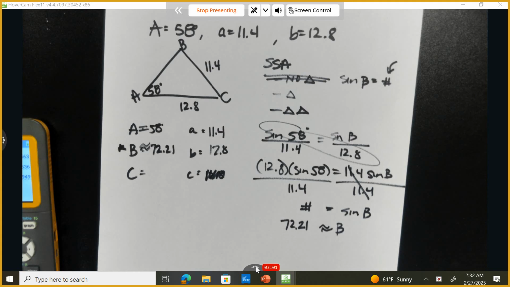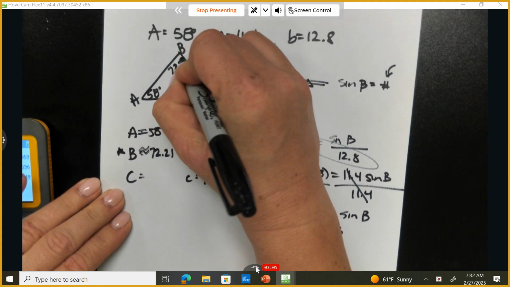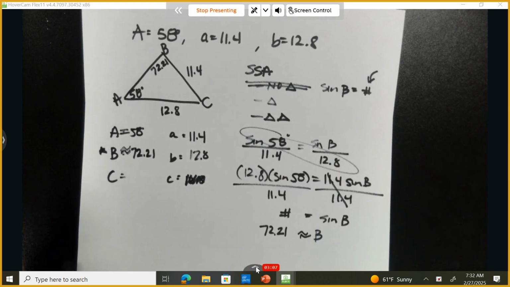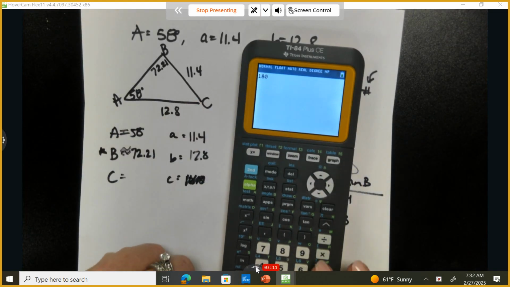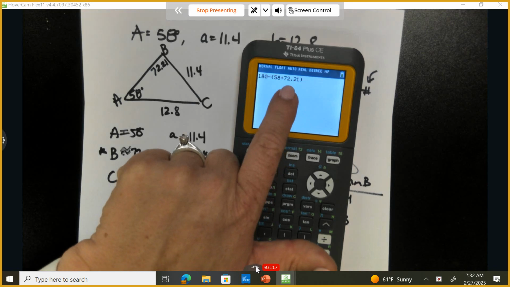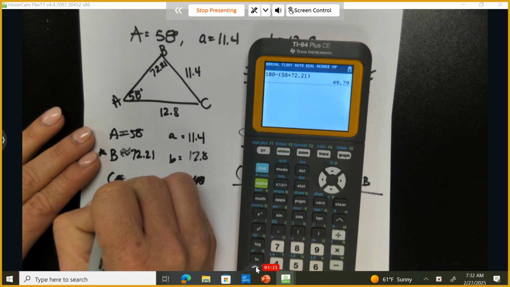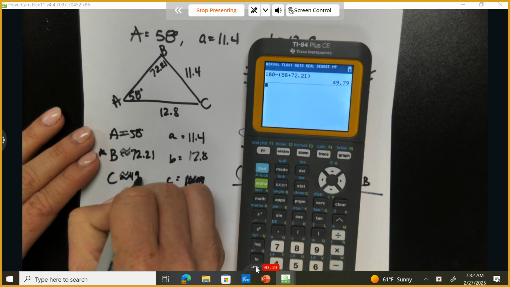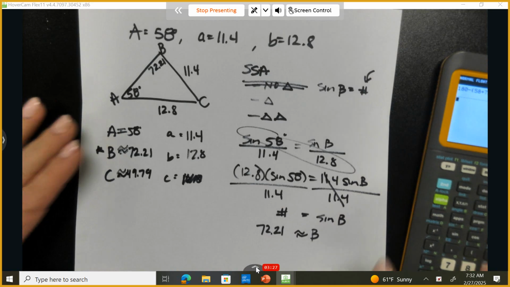Now, how do I find the other missing angle? Well, we go back to what you learned, probably even going back to middle school. We know the interior angles of a triangle have to add up to 180. So I can take 180 and subtract the combined values of 58 plus 72.21. Remember, I rounded here, so my final answer is still going to be a rounded answer. So C is approximately 49.79. Let's figure out what side C is last.